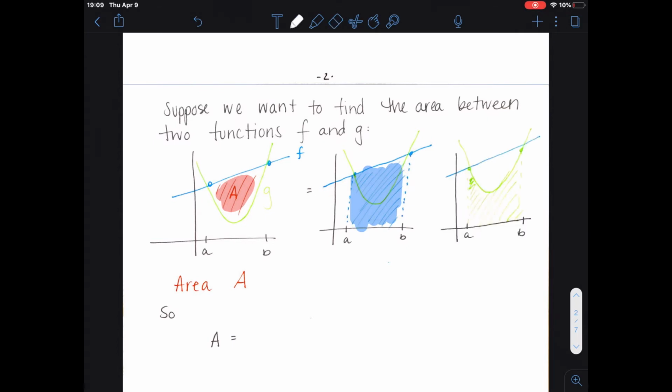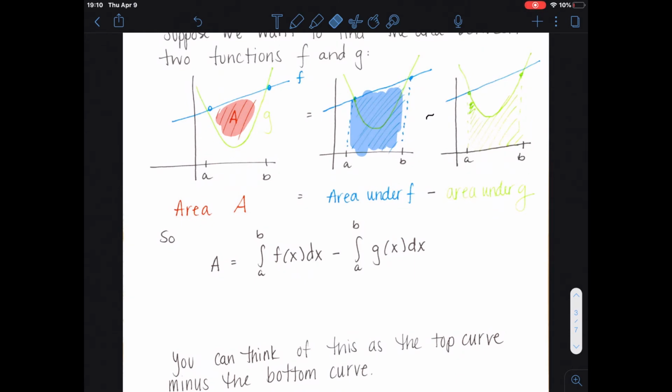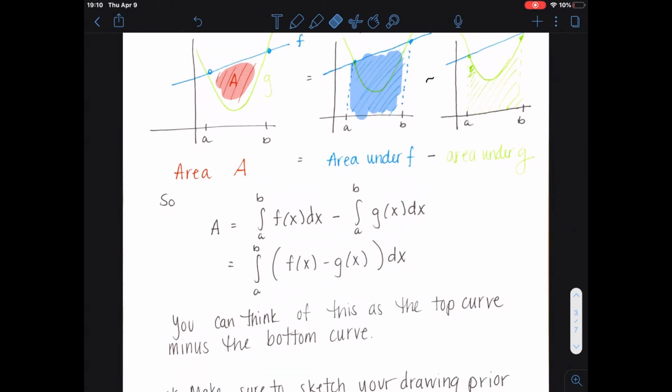So we're going to subtract the area under g. So the area between the two curves will be the area under f minus the area under g. So this total integral for the area A will be from a to b of the area under f, and we're going to get rid of the area under g. But remember, this was a rule we had. That's just the difference in these two functions. So you're going to take the top curve and subtract the bottom curve to be able to find the area between these two.